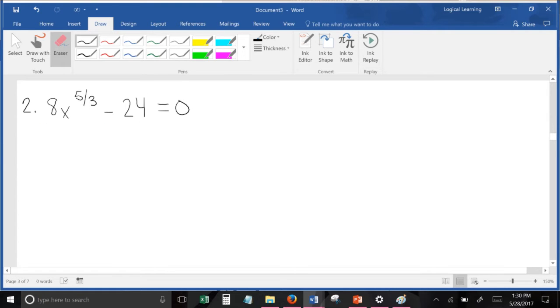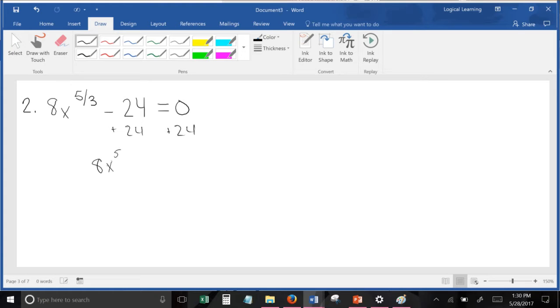So here we have 8x to the 5/3 minus 24 equals 0. Well, if we just think about our previous example and wanting to make it look like that so that we can solve, the first thing we want to do is add 24 to both sides. If we do that, we get 8x to the 5/3 is equal to 24. Well, now since the 5/3 is just applying to the x, it's not applying to the whole 8x, we don't have 8x in parentheses, we can divide both sides by 8 as well. So then we get x to the 5/3 is equal to 3.